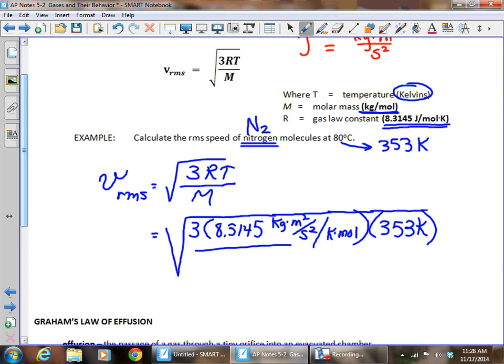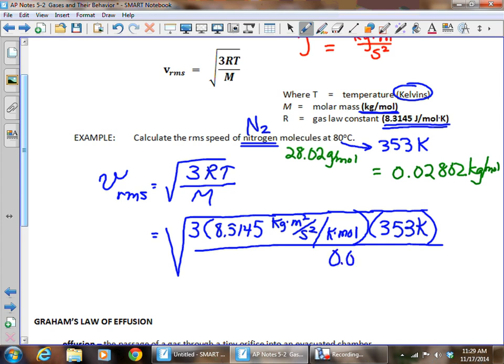And then we're going to divide that by the molar mass. Now remember, the molar mass of nitrogen, we would normally think of as 14.01 times 2, which is 28.02 grams per mole. It cannot be in grams per mole, guys. It must be converted to kilograms per mole. So 0.02802 kilograms per mole is what I'm going to need to put into that calculation. So please don't forget to do that. It's one of the most missed things that happens on the test.